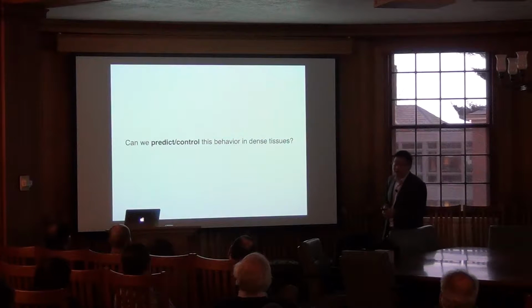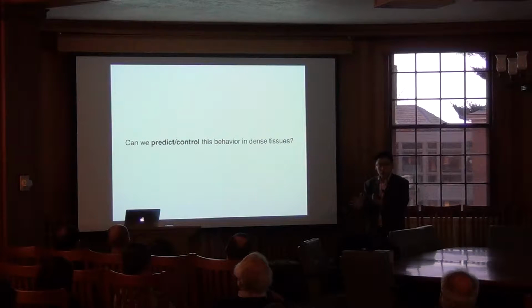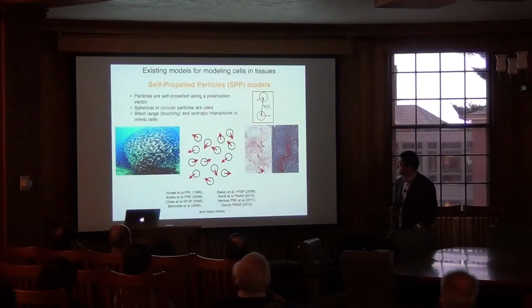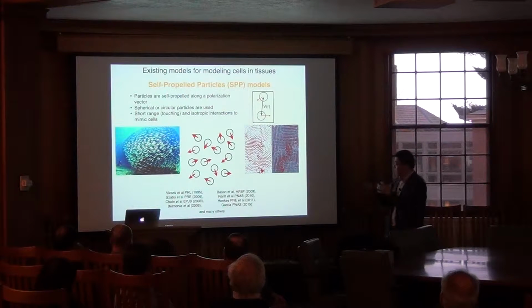So is there any way we can predict or control this kind of behavior in dense tissues? Can we have a framework that describes when it transitions from a fluid-like state to a solid-like state? And precisely what tunes the viscoelasticity is the question that I'd like to answer. So the type of models that people have used to describe these dense tissues initially fall into this class, the so-called self-propelled particle model.